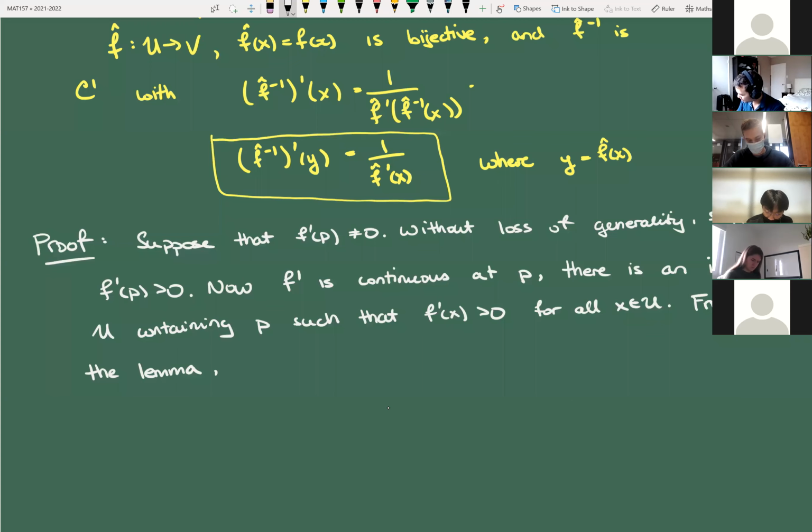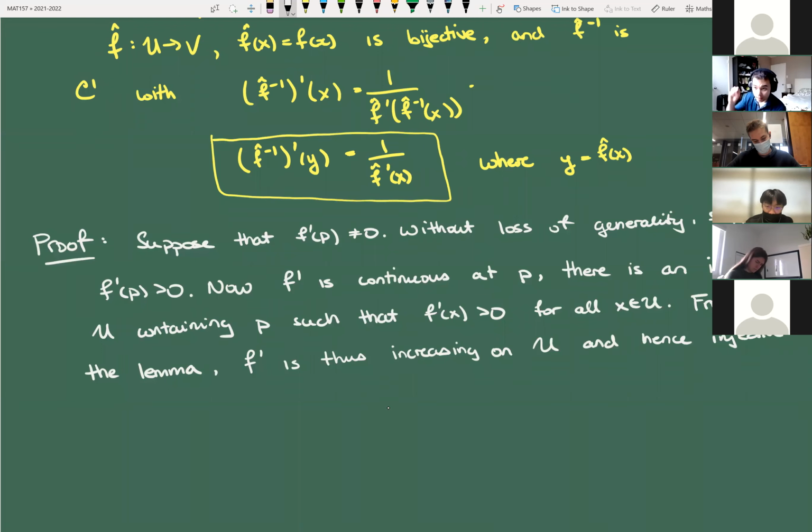So from the lemma, f is thus increasing on u, and hence injective. Right? Because increasing functions have to be injective. I think we proved this earlier in the year. And if I didn't prove it, I'm pretty sure you had to do it for an assignment or something, right? So thus f is increasing on u, and hence is injective.